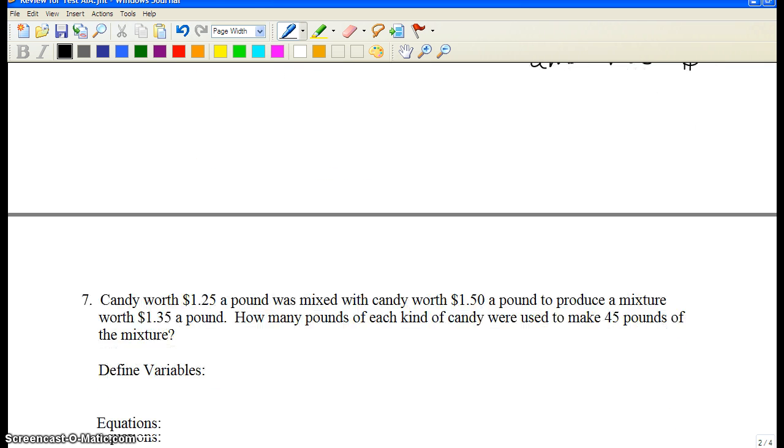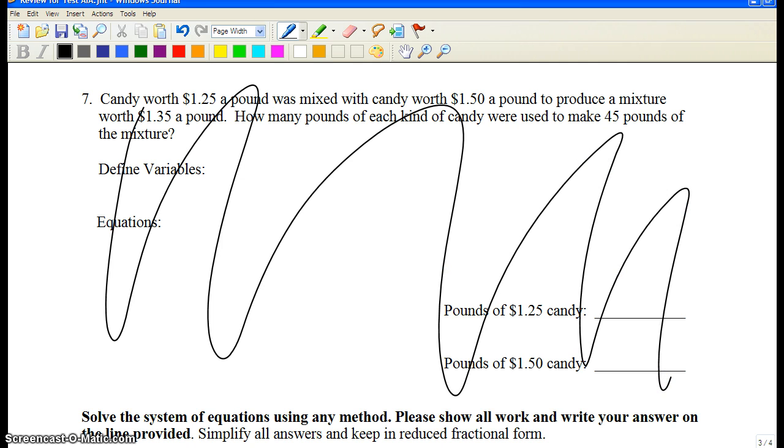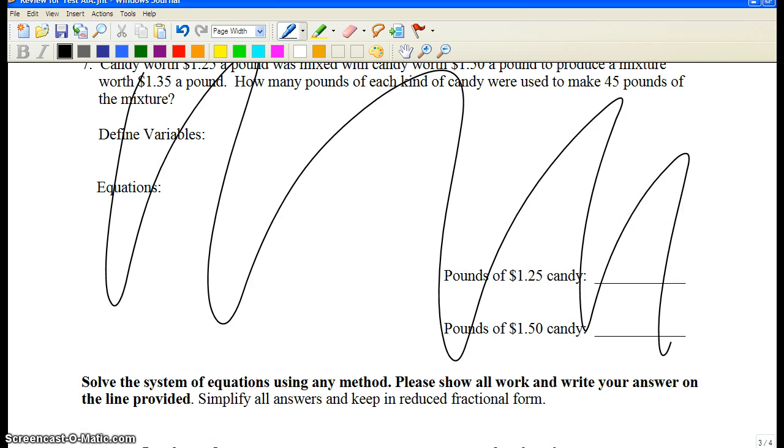All right, next one. All right, guys, this one I actually want you to skip. We're not going to work on doing that. We're not going to worry about these mixture problems on here.